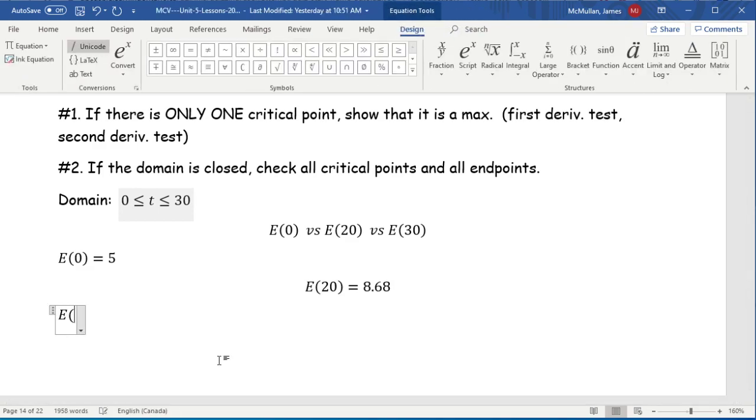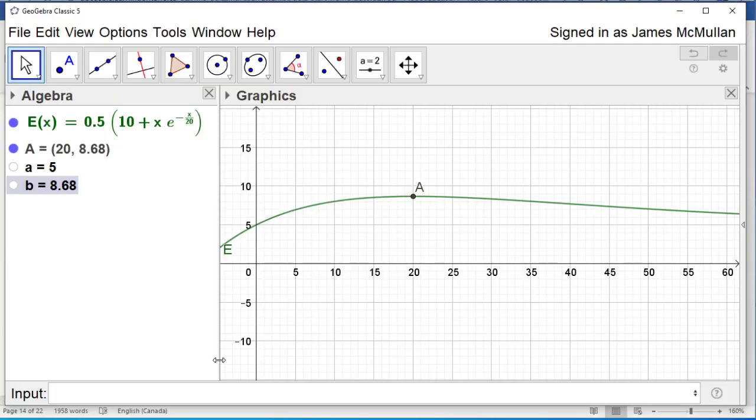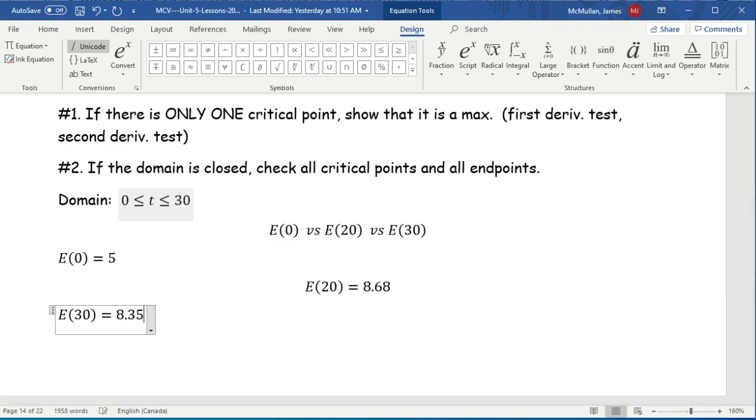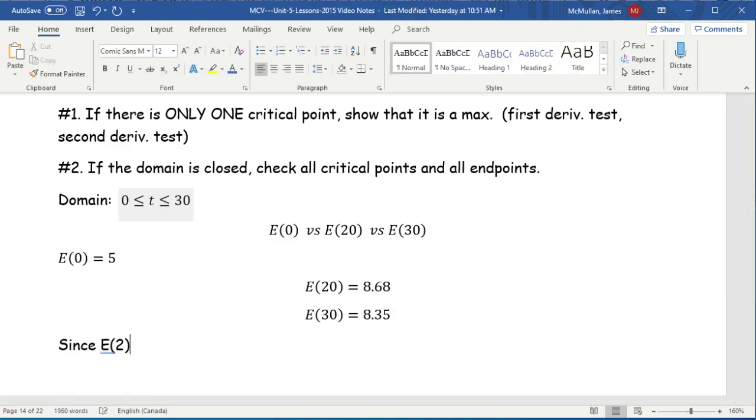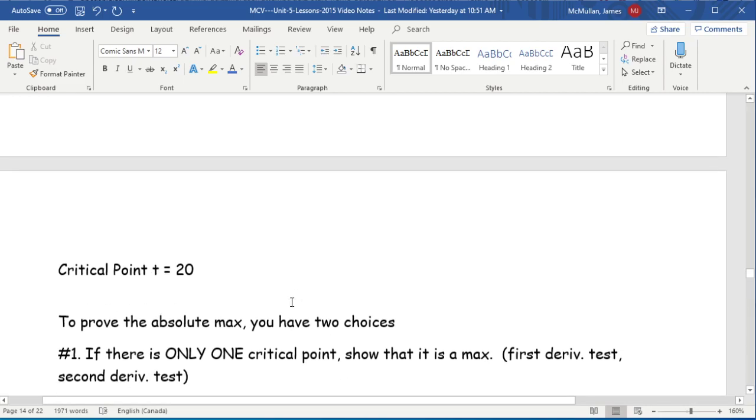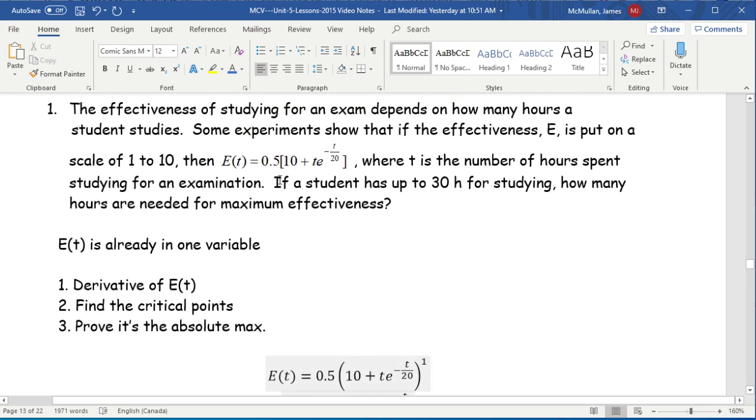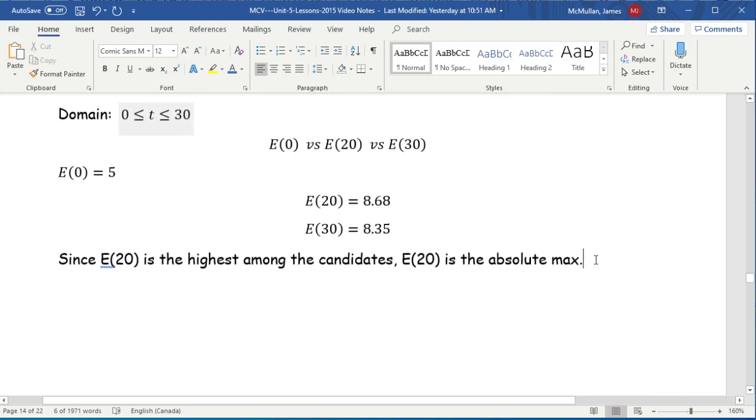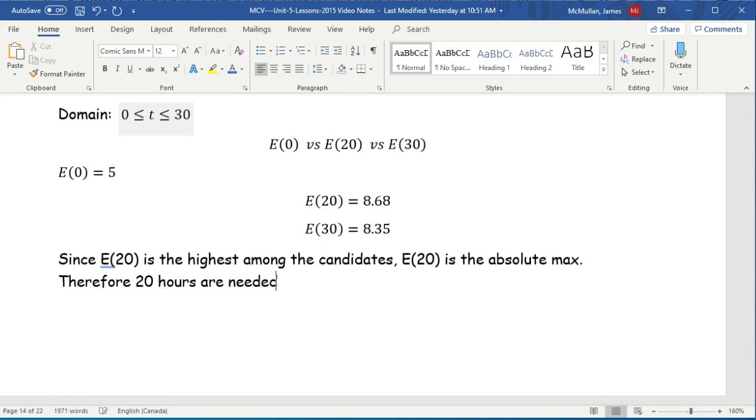And then finally, E of 30, which would be 8.35. So since E of 20 is the highest among the candidates, E of 20 is the absolute max. Now let's go back and read what it said. If a student has up to 30 hours for studying, how many hours are needed for maximum effectiveness? So we say, therefore, 20 hours are needed for maximum effectiveness. Okay? And that's how you would answer that one.